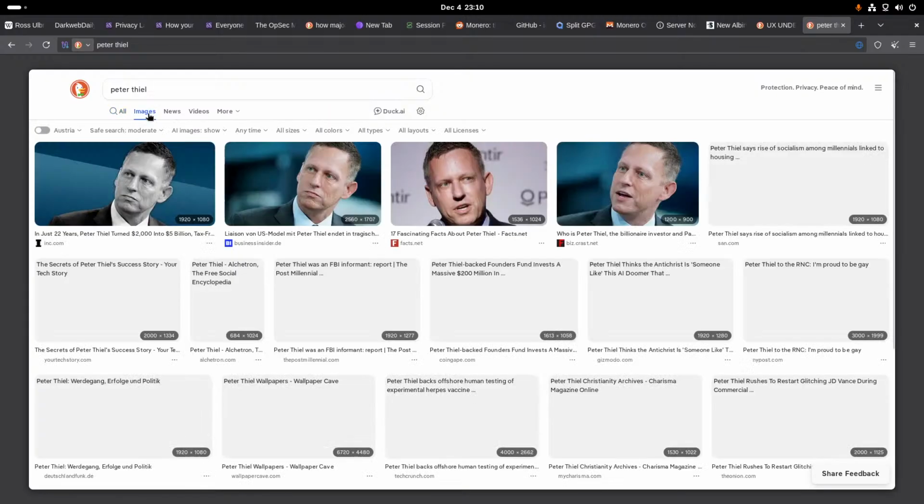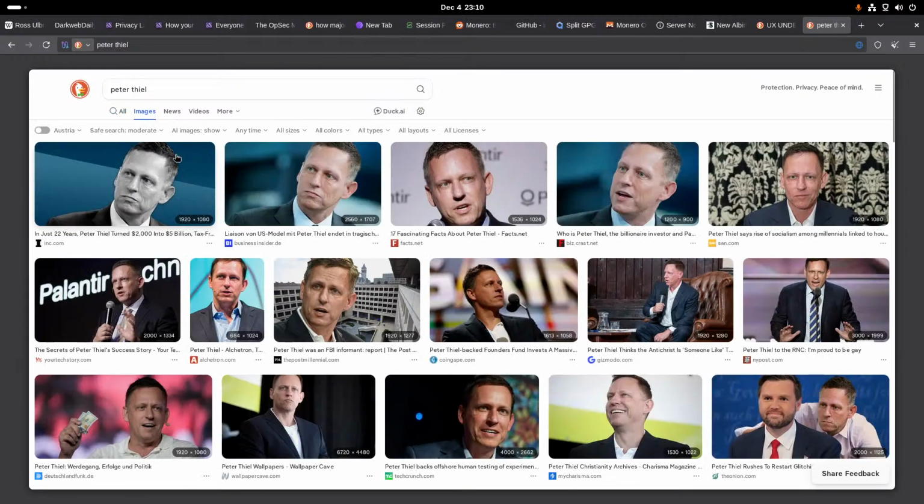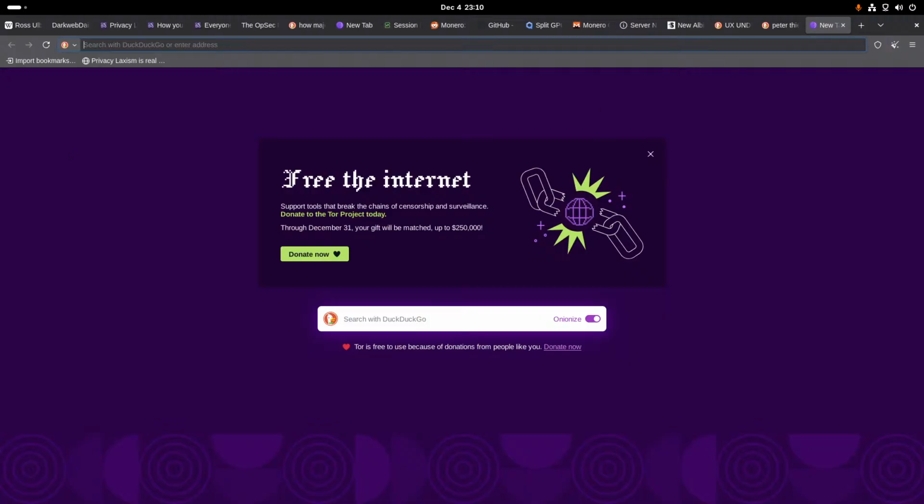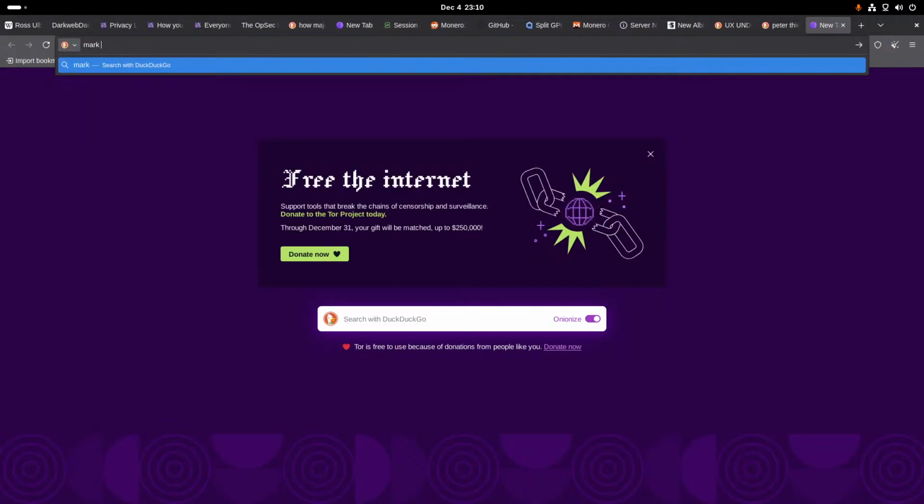God, he just looks so demonic and soulless. Look, if lizard people are real, it's Peter Thiel and it is Mark Zuckerberg. Why does every billionaire look like this? Bro, Peter Thiel looks like the shit. He looks like Palpatine.